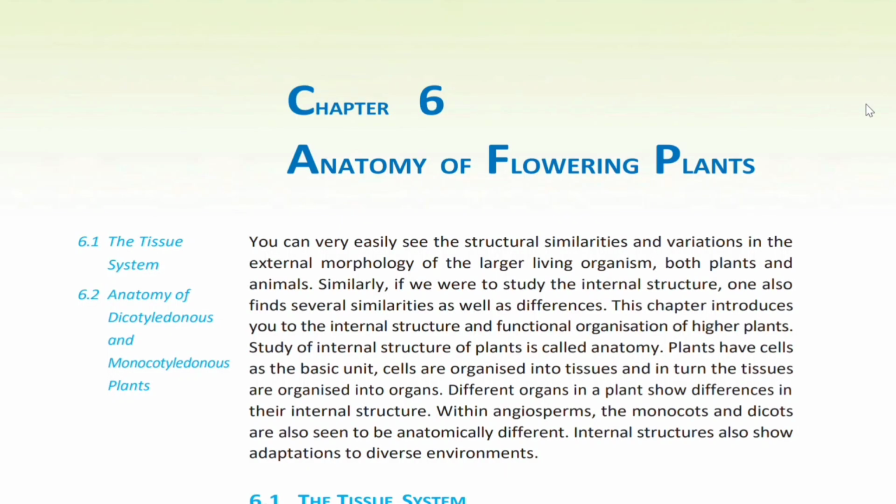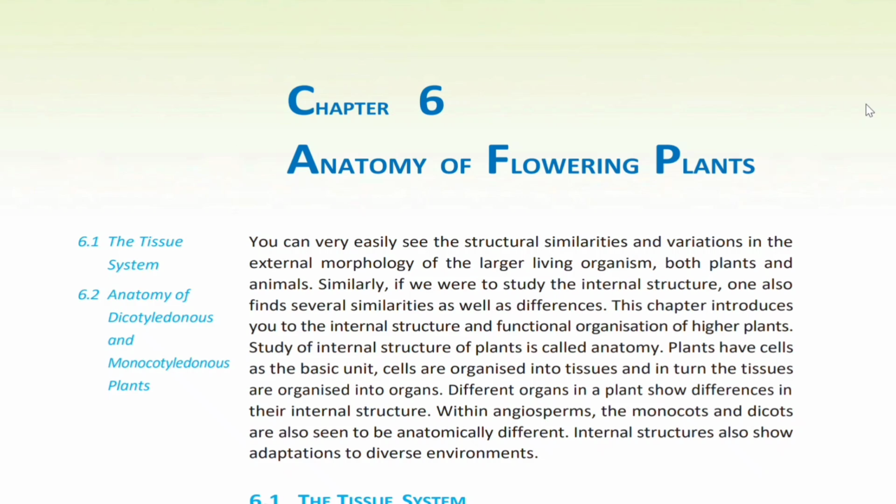Chapter 6: Anatomy of Flowering Plants. You can very easily see the structural similarities and variations in the external morphology of the larger living organisms, both plants and animals. Similarly, if we were to study the internal structure, one also finds several similarities as well as differences. This chapter introduces you to the internal structure and functional organization of higher plants.